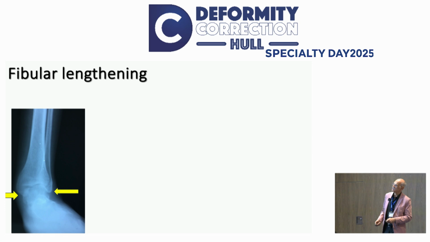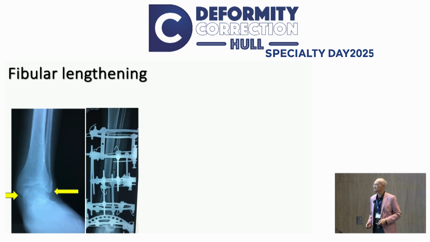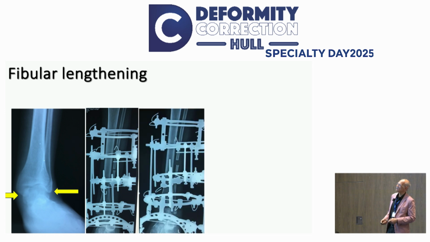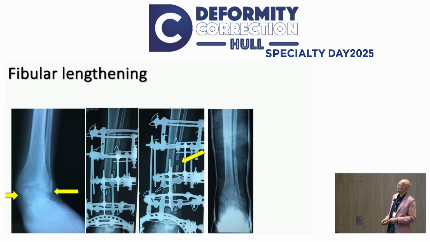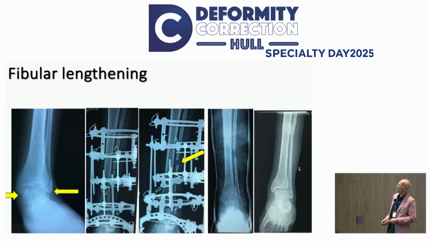You see, the fibula is higher than the tibia. That's why the patient goes into valgus while walking. There is no support on the lateral side. We did fibular lengthening. This is the fibular osteotomy and lengthening. And you see now, this will prevent the valgus.